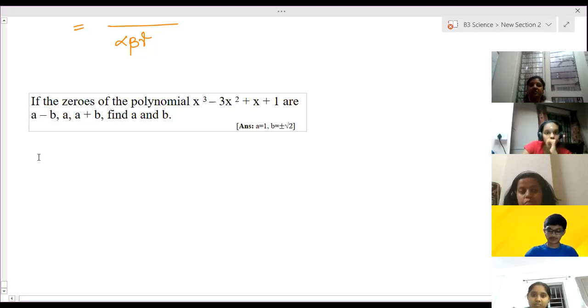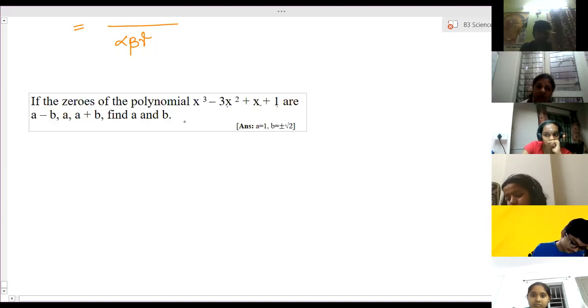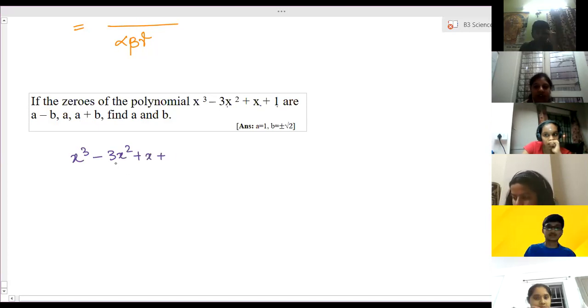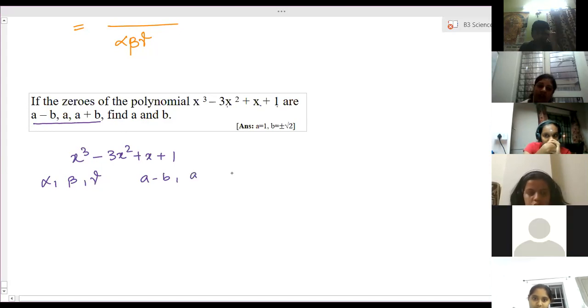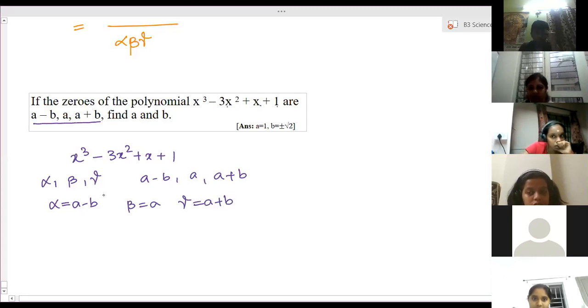They have given this cubic polynomial x cube minus 3x square plus x plus 1. First understand and then write down. These are the 3 zeros. So we know that a cubic polynomial has 3 zeros, alpha, beta, and gamma. Their values they have given as a minus b, a, and a plus b. So the value of alpha is a minus b, beta is a, gamma is a plus b. And now they are asking to find the values of a and b.